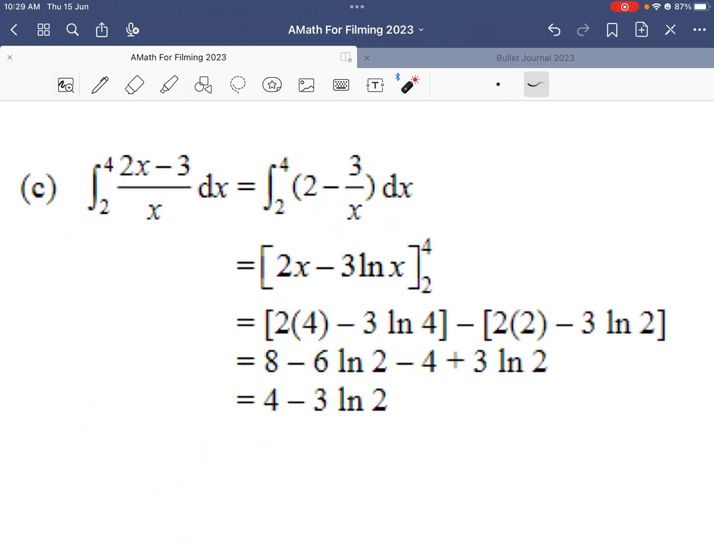Last but not least, 3c itself. For 3c, simplification is done first. 2x over x yields 2. Negative 3 over x is this. You integrate 2, you get 2x. Negative 3 over x integrated gives you negative 3 ln x. Limits are from 2 to 4. You substitute in x equals 4, substitute in x equals 2 here, and simplify. What you get is 4 minus 3 ln 2.